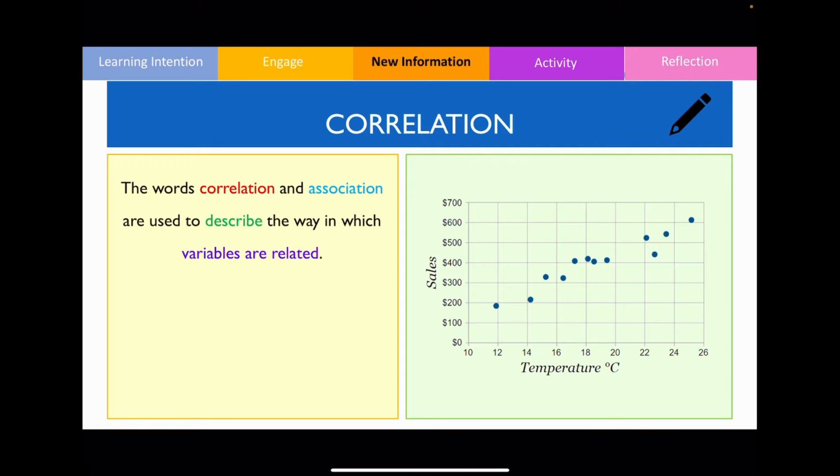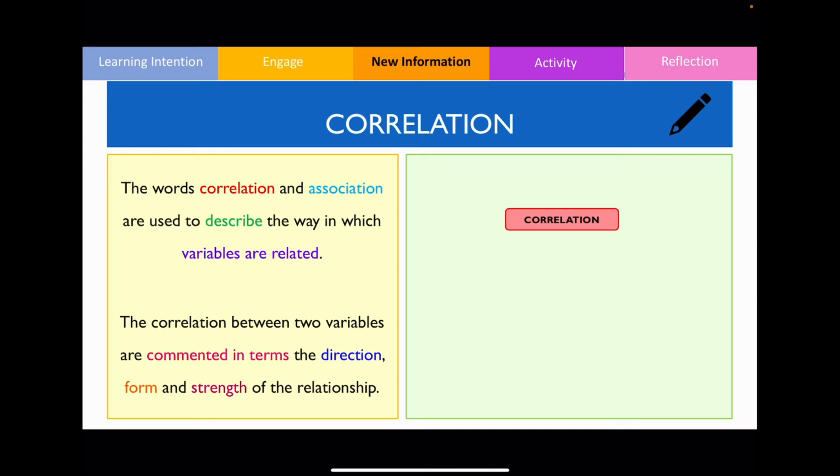So if you're looking at the scatter plot on the right hand side, we can clearly see that there is some kind of relationship or correlation between the temperature and the number of cells generated. When we are asked to comment and describe the correlation between two variables, we do so by commenting on the direction, form, and strength of the relationship as shown on my flowchart over here.